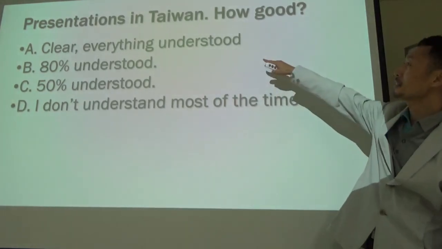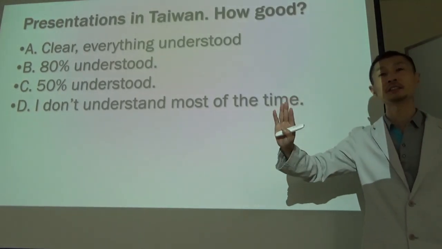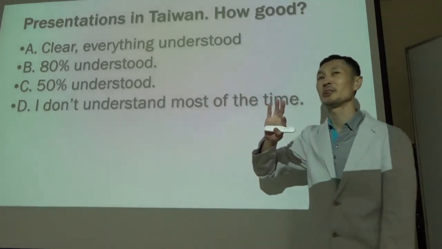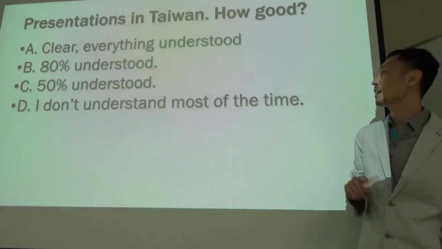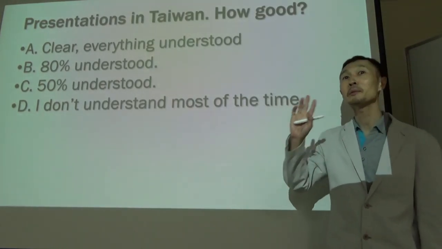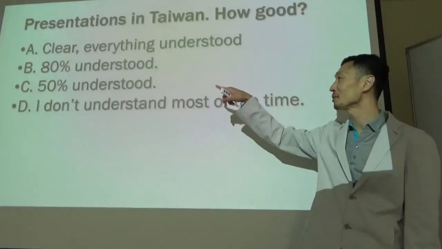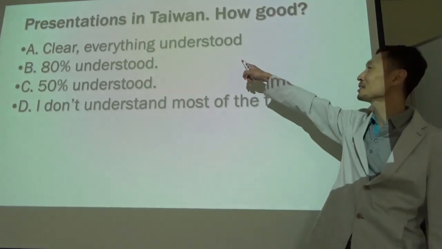So A is clear, everything understood. Talks in Taiwan are excellent. B, 80% okay. C, 50% okay. D, I don't understand most of the time. Okay, so can everyone raise your hand to one of the ABCD? So who thinks Taiwan's talk is great? A.